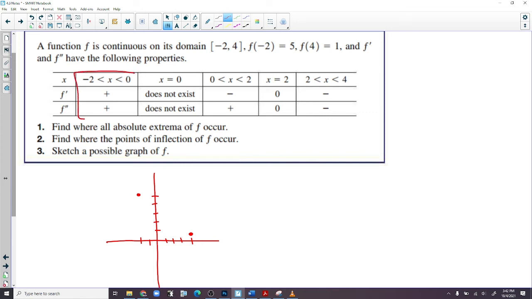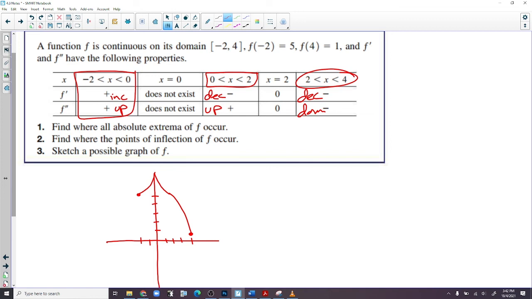From negative 2 to 0, the graph is increasing concave up. So increasing concave up like that. And then from 0 to 2, the graph is decreasing concave up as well. So decreasing concave up like this, let's say, right there. And then 2 to 4, we're decreasing concave down. So decreasing concave down like that, right there.